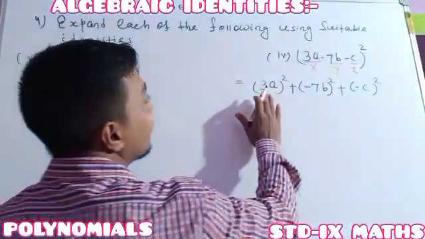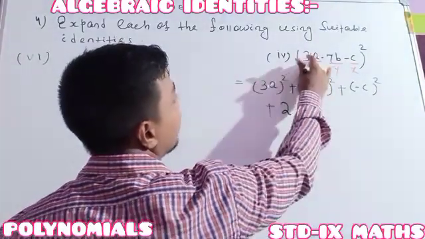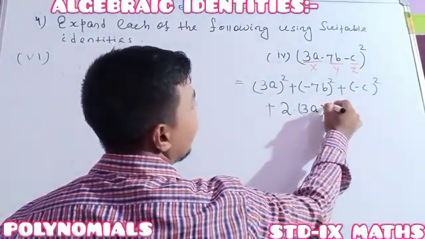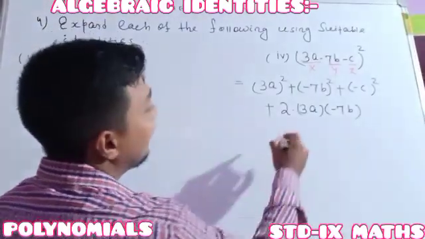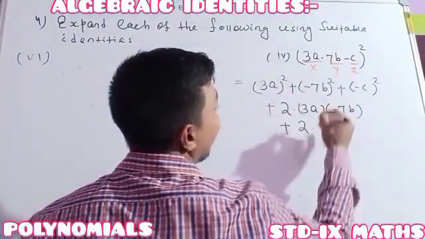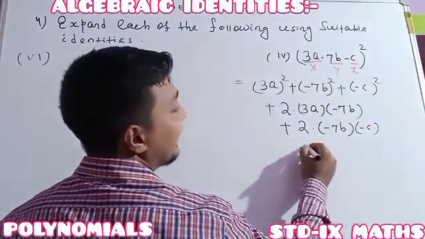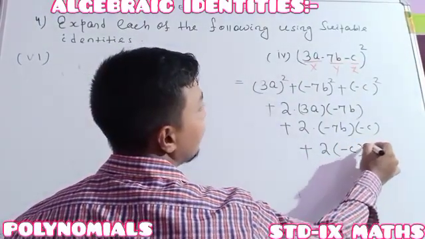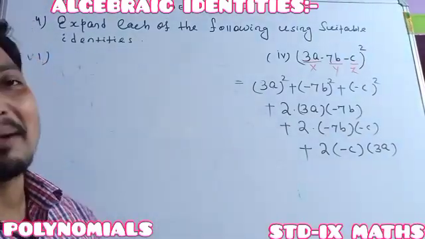Okay? Then after x square plus y square plus z square, then after plus 2 into the product of the first 2. It means 3a whole into minus 7b. Understood or not understood? Then after here it is 2 first 2, then after 2 second and third. Second means minus 7b into minus c. And the next one it is 2 into last and first. Last it is minus c, first one it is 3a. And in the last step only you have to open the bracket.